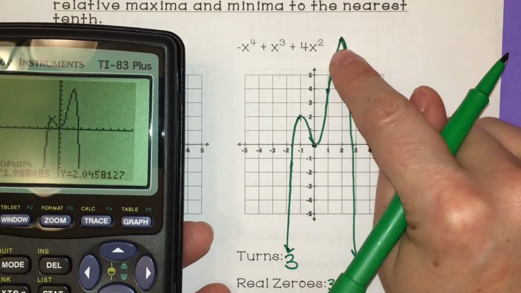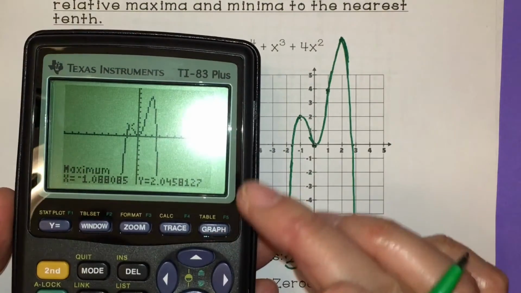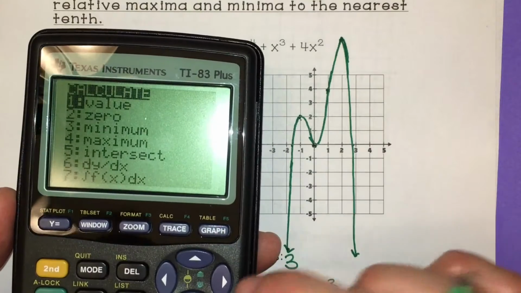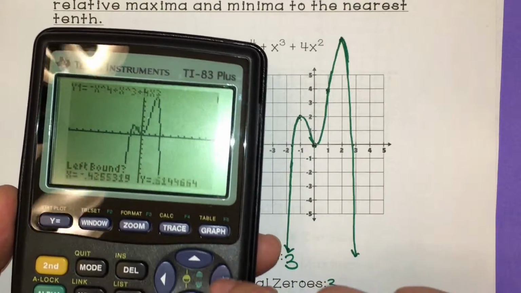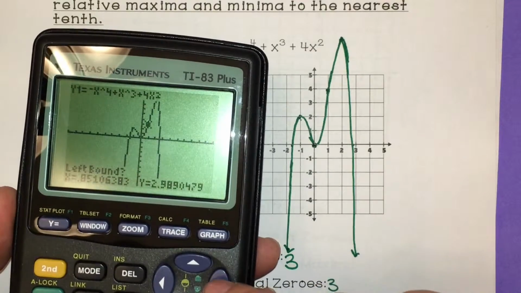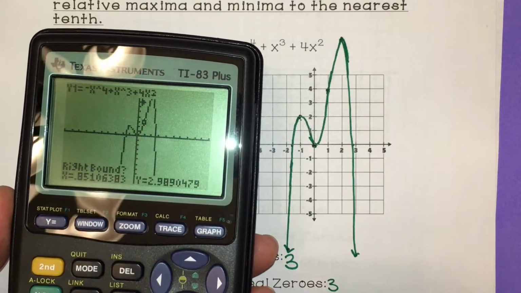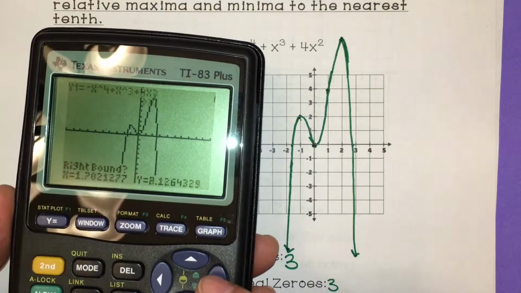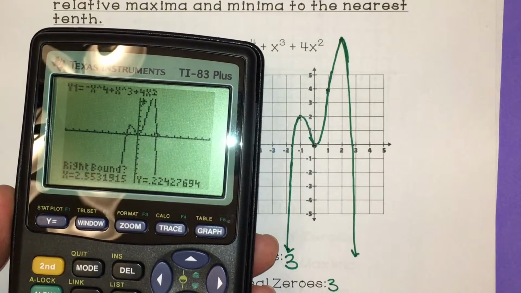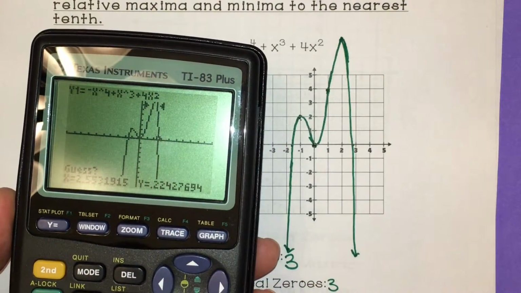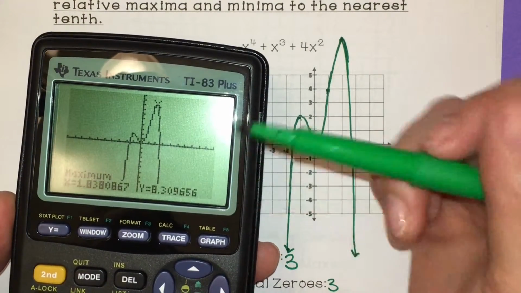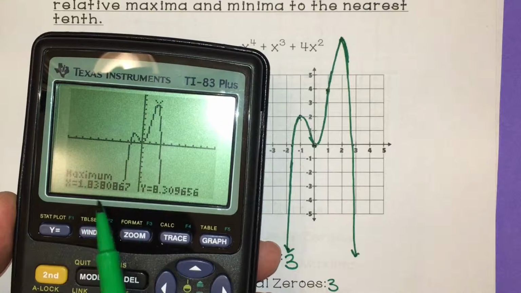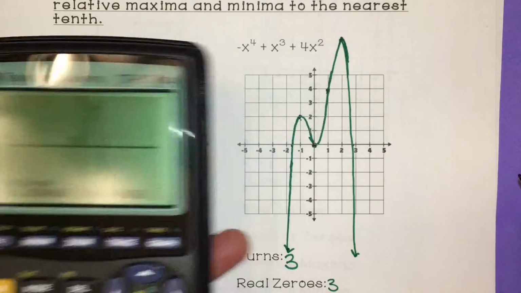And I do have two relative maxima, so I have to do the other one. So I'm going to hit my maximum again, and I want to get to the left, and now to the right of that maximum, so anywhere to the right. I don't really want to guess. So 1.3, comma 8.3.